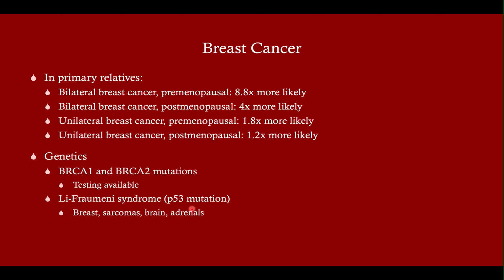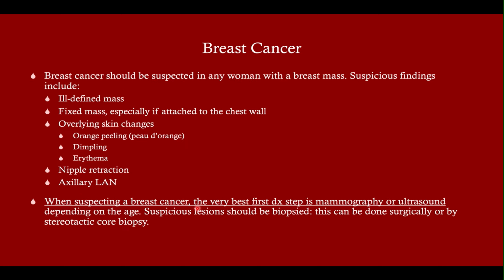That's a mutation of P53, the cancer-causing gene. This is associated with cancers of the breast, brain, and adrenals, as well as soft tissue sarcoma. So look for family history of cancer. Anytime you're working up a cancer patient, you should always ask their family history of cancer, because you want to sniff these familial cancer syndromes out.